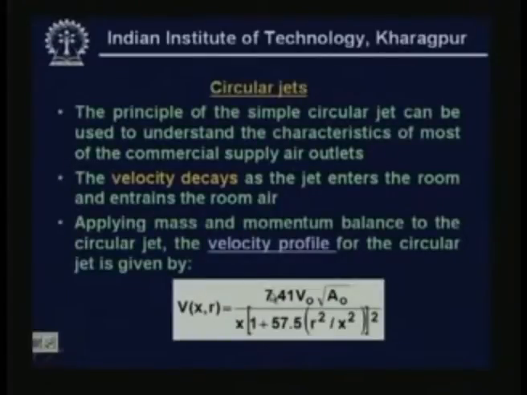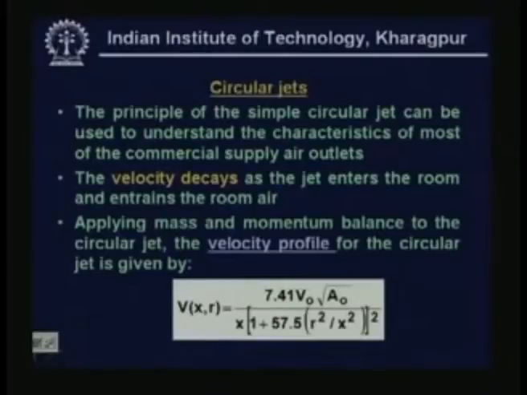Let us look at circular jets. The principle of the simple circular jet can be used to understand the characteristics of most commercial supply air outlets. That is why we study this, because it is simpler to analyze, and it also has application. As I have already mentioned, the velocity decays as the jet enters the room and entrains the room air.